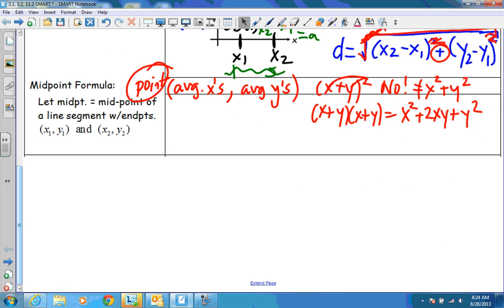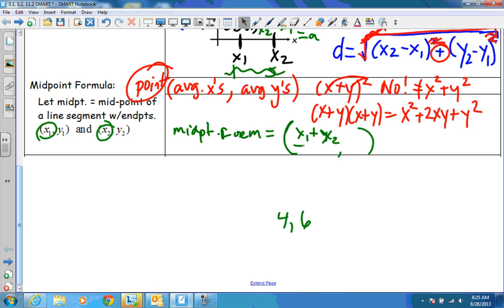So in general, your midpoint formula, again, it is a point, so make sure you have a point. If you're going to take the average of the x's, what would you do? Well, say I had two numbers, 4 and 6, and I want to find the average. What would you do? Add them together and divide by 2. So if you have any two x's, you're going to add them together and divide by 2.